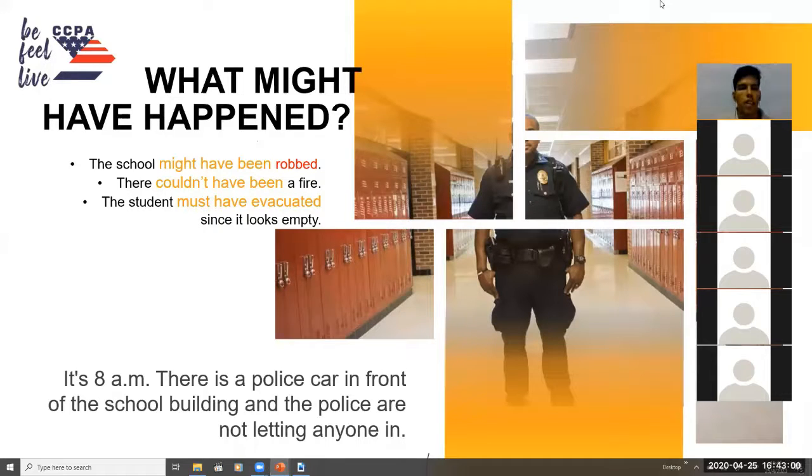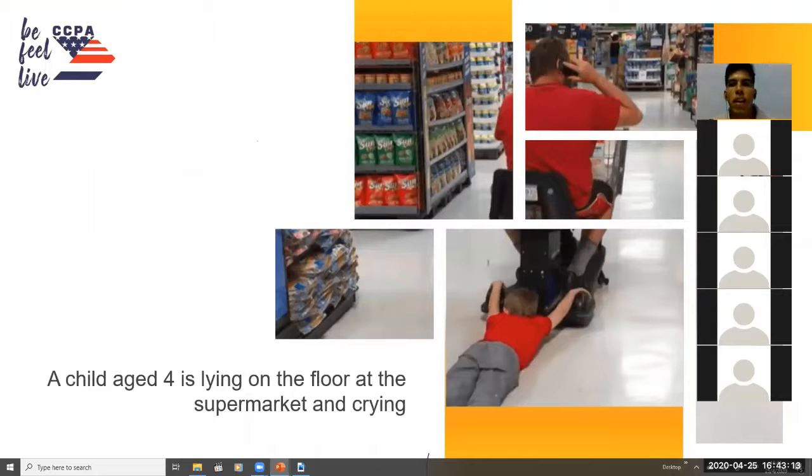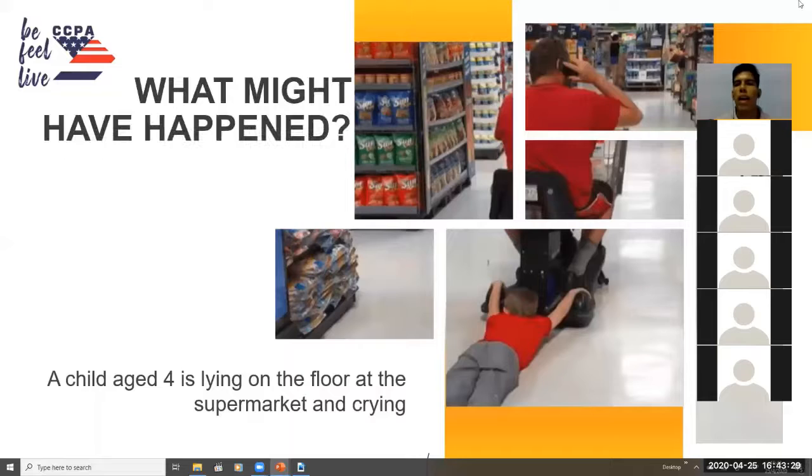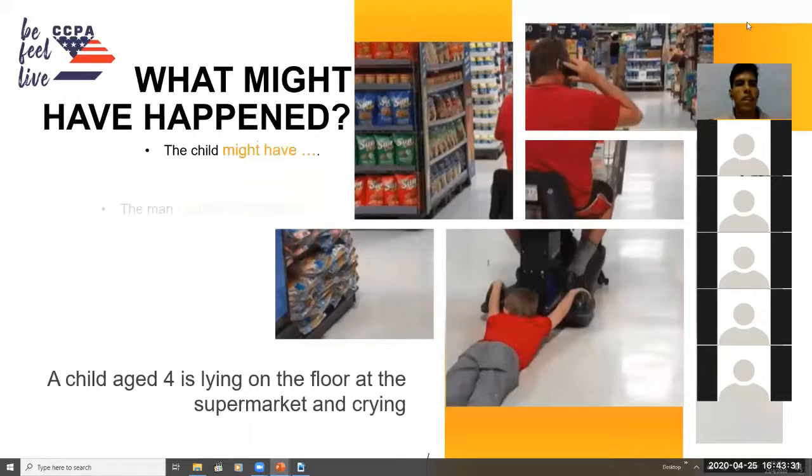Good. This is what we're gonna do. This was the example. I'm gonna give you more situations now, and I want you to volunteer to make some speculation about what could have happened, what might have happened, right? So here we have, look at the picture. A child aged 4 is lying, we just learned what that was in today's class, is lying on the floor at the supermarket and crying. So what might have happened? Any volunteers?